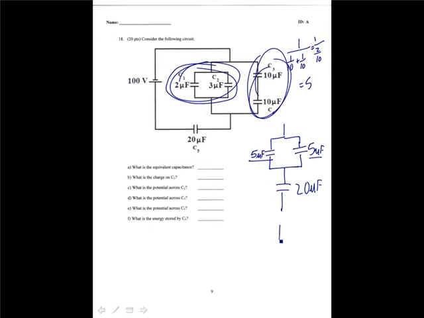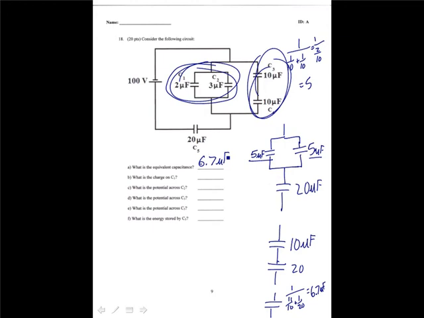Now I can further simplify this. The two 5 microfarads simplify down to just 10 microfarads with 20, and then finally I can find the final equivalent capacitance, which is 1 over 10 plus 1 over 20, which is equal to 6.7 microfarads. So that's the first answer, 6.7 microfarads.